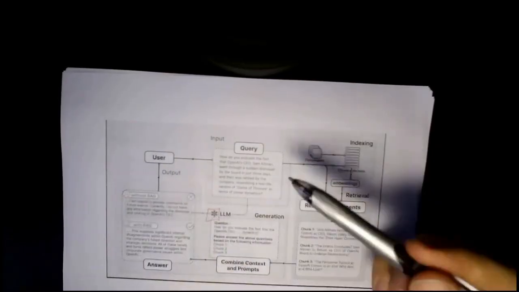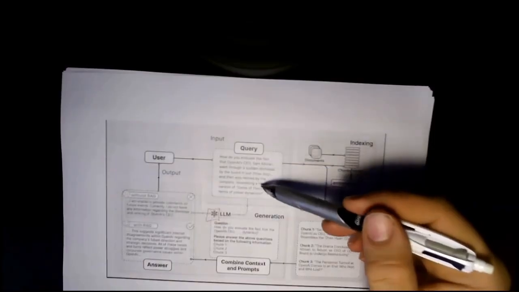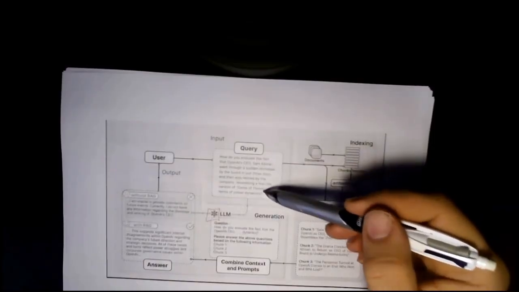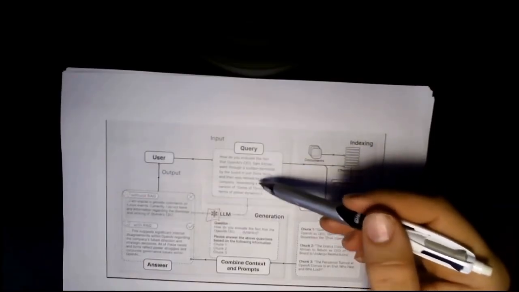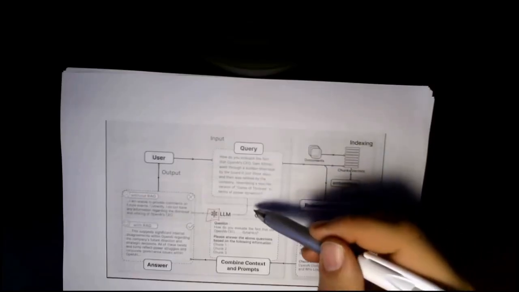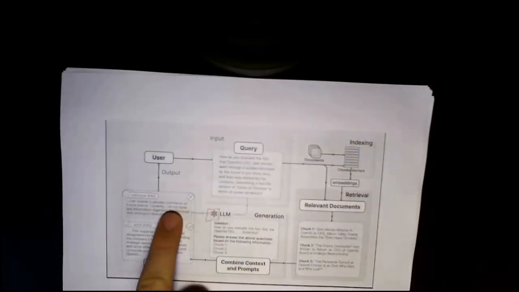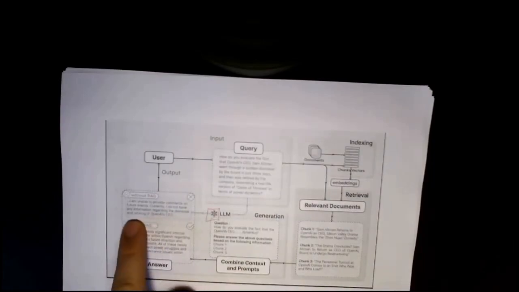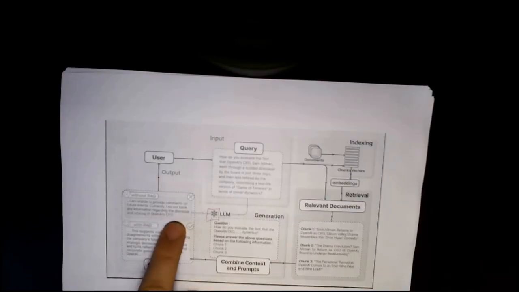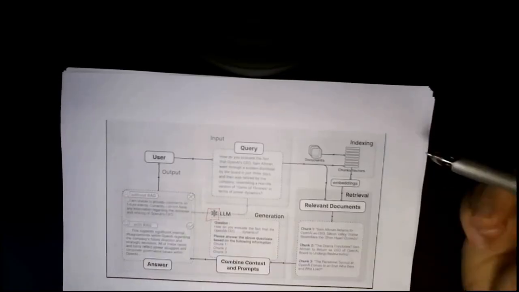So without RAG, you ask this big question about Sam Altman and what happened in the 3 days that he was fired. And without RAG, basically the response is, I am unable to provide comments on future events. Currently, I do not have any information regarding the dismissal and rehiring of the OpenAI CEO. That's the kind of response you get because it just says, well, I don't know anything about that.